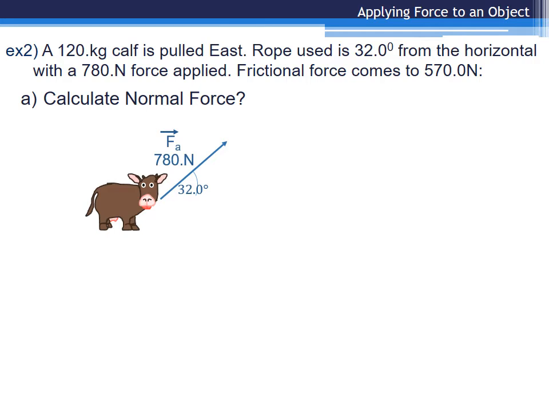So that means I have a horizontal component. If I've been given 32 degrees, 780 would be my hypotenuse. Horizontal side would be my adjacent side, so I'd use cosine to find the force applied horizontally. That means there's also a vertical component.